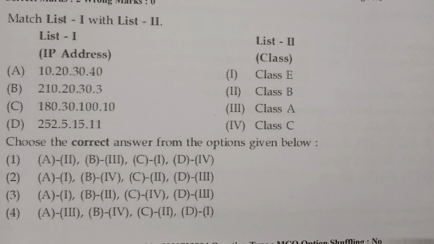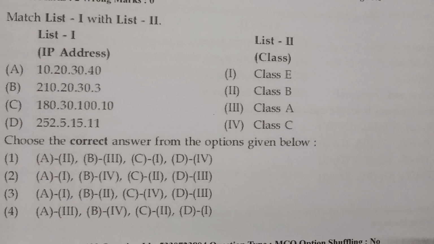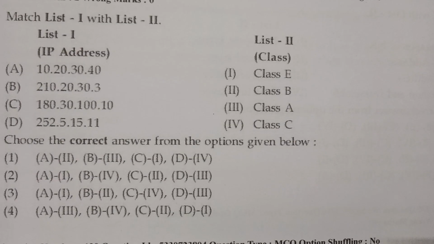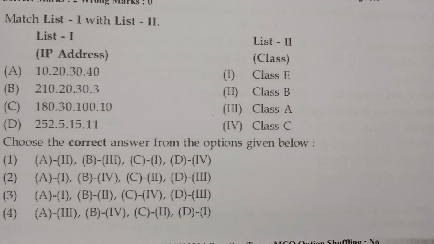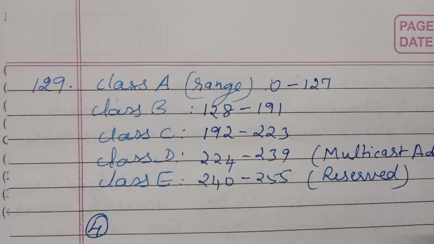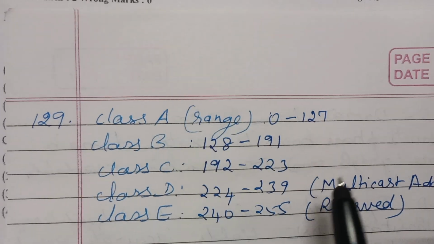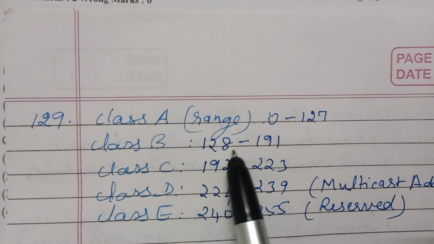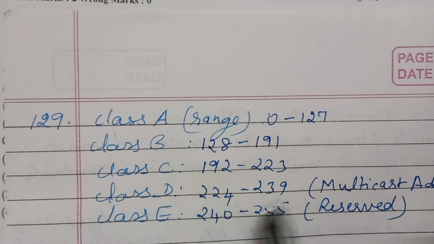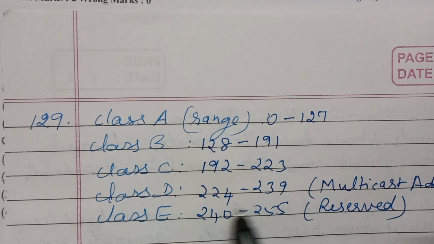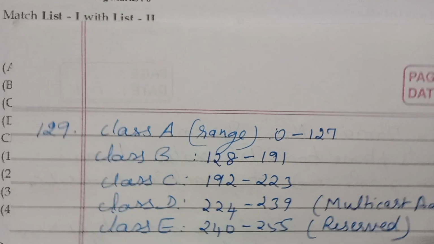Next, question number 129. You have to match the IP address with the class. So the given IP addresses, and here you have the classes. You know that you have to know the class range for each and every class. See, class A, the range is 0 to 127. Class B is 128 to 191. Class C is 192 to 223. Class D is 224 to 239. Class E is 240 to 255.